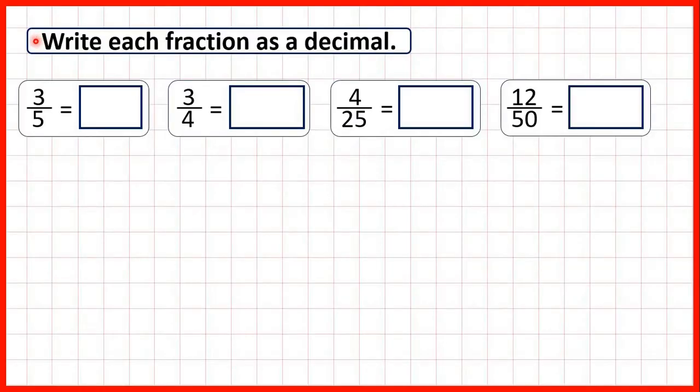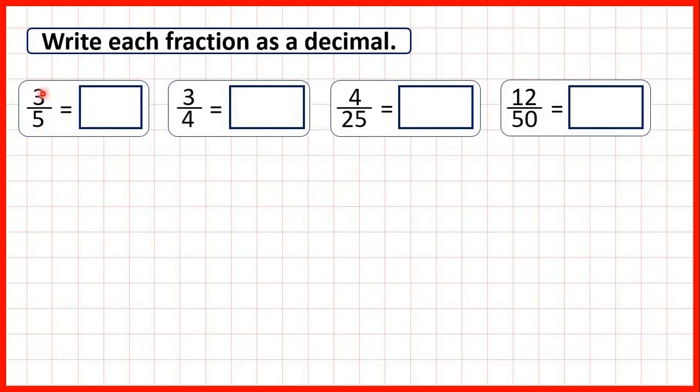We need to write each fraction as a decimal, and the way to do this is to remember that some fractions have decimal place values. So we know that the first digit after the decimal point is the tenths digit, and then the second digit after the decimal point is the hundredths digit. So we can find equivalent fractions for the fractions that we have here with a denominator of either 10 or 100, because then we'll be able to write them as a decimal.